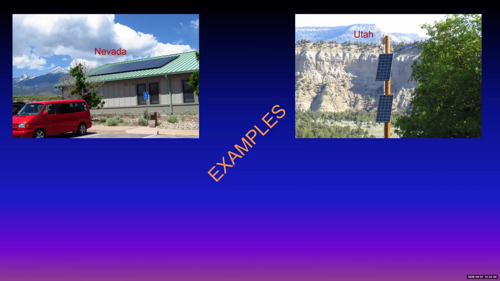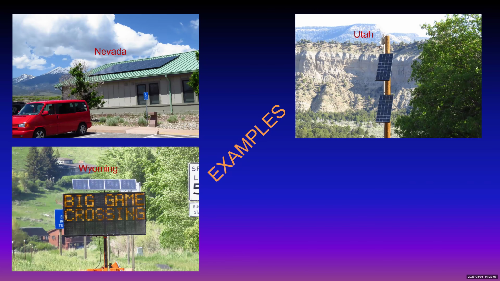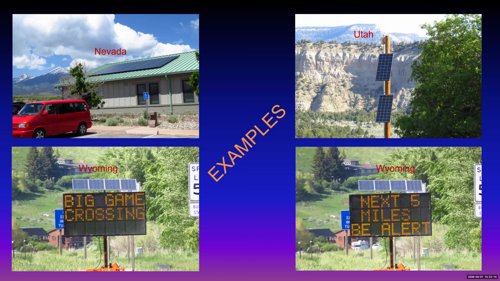Here's a pretty simple standalone system, a weather station in Utah, a road crossing sign in Wyoming, that same crossing, next crossing sign in road, that same sign in Wyoming a few seconds later after it changed the message that you better watch out for those big game out there.